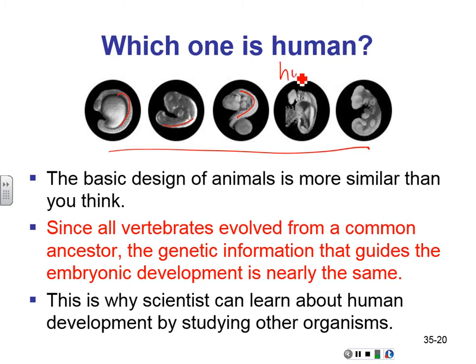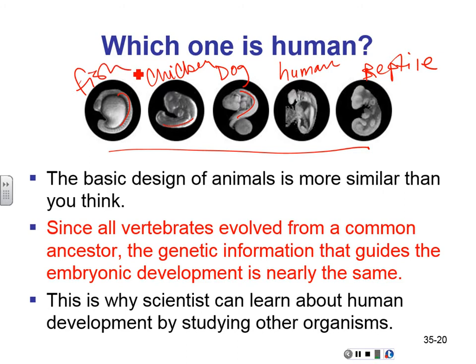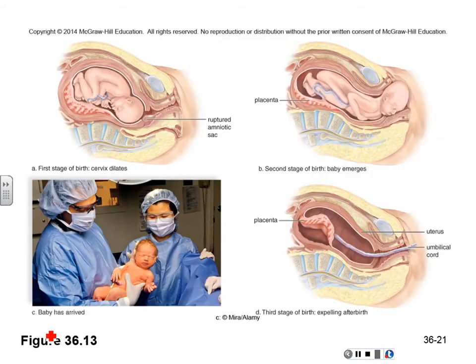So this one is actually human. This one is some sort of reptile, I don't remember, skink maybe? Lizard. I think this one was the dog, this one was a chicken, and this one is fish. So you can see that even though these are very diverse organisms, embryologically they all look very, very similar.